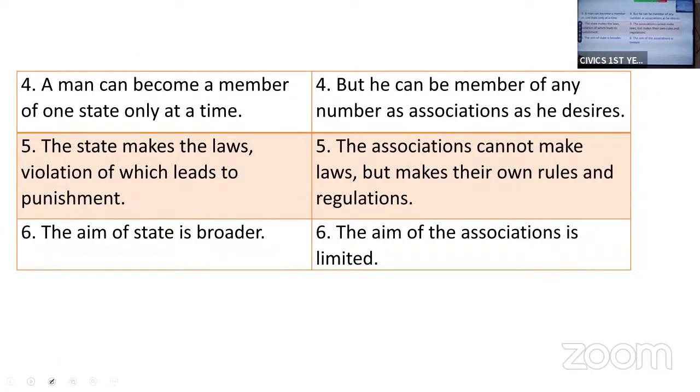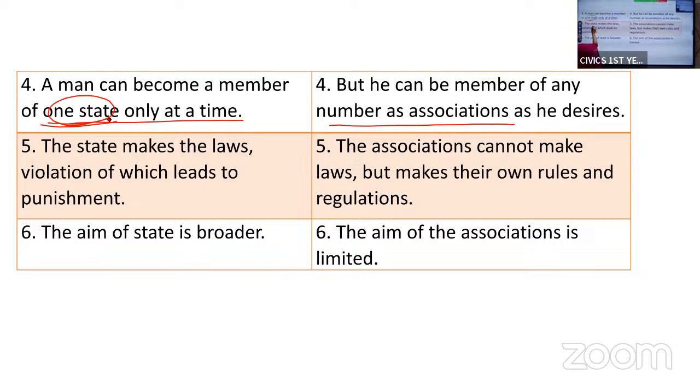A man can be a member of only one state at a time, whereas a person can be a member of any number of associations as he desires. For example, I am a teacher, so I am a member of Teachers Association. I am a parent, so I am a member of Parent Association. I am a member of my building association. There is no limit. But as a member of a state, you can be a member of only one state at a time. That is the difference.